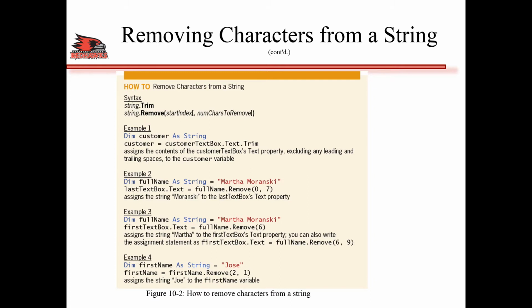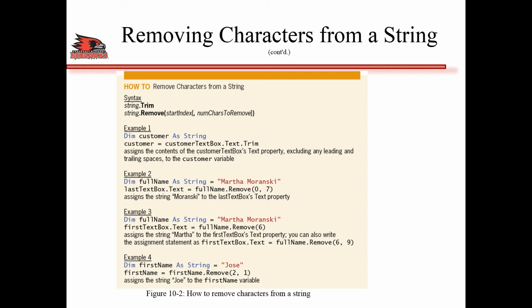So it starts from the first character, M in Martha. The 7 here is not an index, 7 is the number of characters I want to remove starting from the start index, which here is 0. So starting from 0, remove 7 characters. Martha gets removed because it has 6 characters, and the space after Martha also gets removed. So we are left with just the last name Moransky.